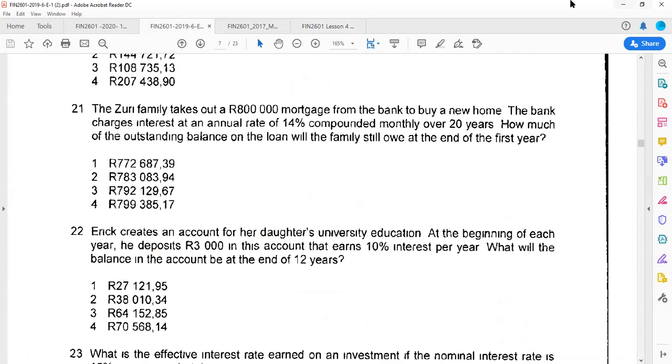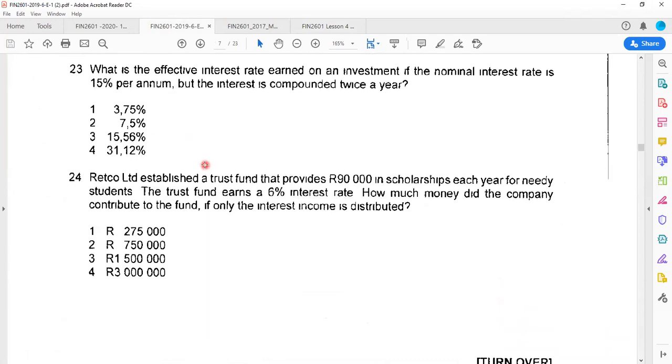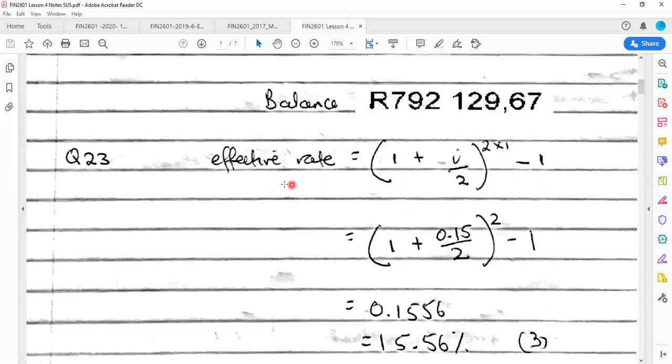Question 22 says, let me see, no, the next question was question 23. Part of the questions I asked you to look at. What is the effective interest rate earned on an investment if the nominal interest rate is 15% per annum, but the interest is compounded twice a year? Remember, we said we use the effective rate formula where we say 1 plus our interest over 2, close bracket, to the power of 2. We're saying 2 here because the rate is compounded twice a year.